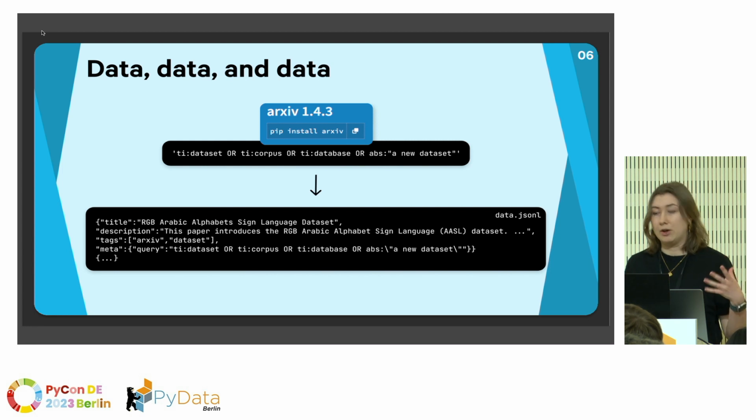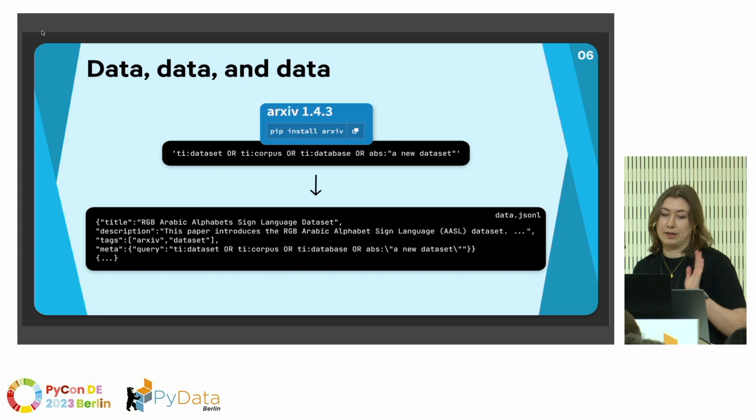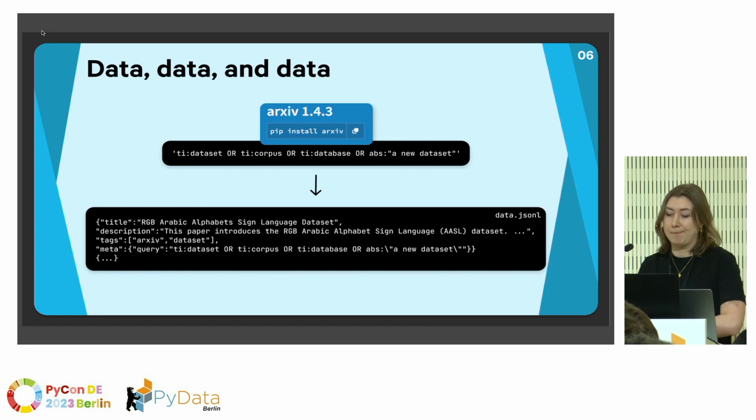We're then taking all the results and putting them in a JSONL file with the title, the description, which is the abstract, and tags, which we have here, arXiv and dataset, and also a meta tag, which just has the search query in it. This will allow us to do text classification on the data using the tags. And yeah, so this is the dataset class, which will be our main example for today.